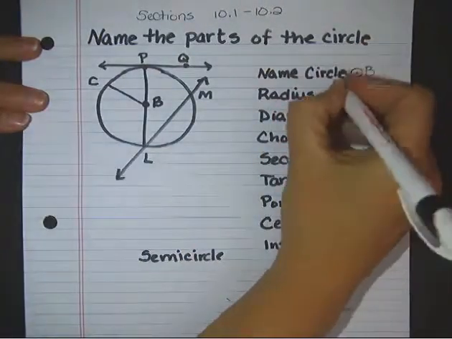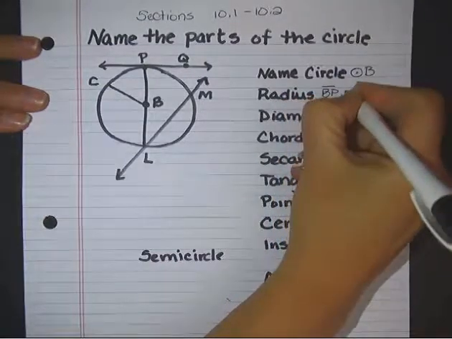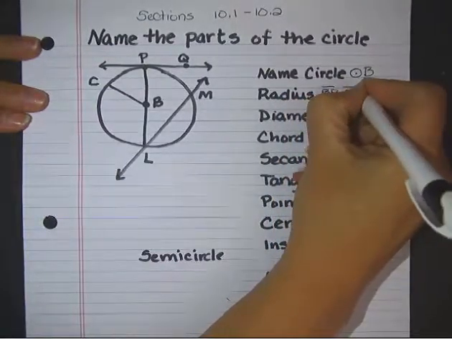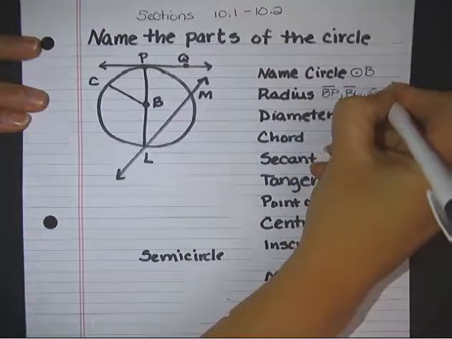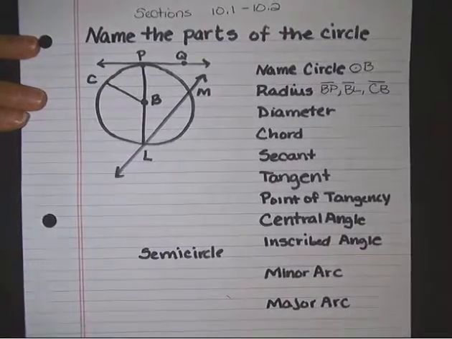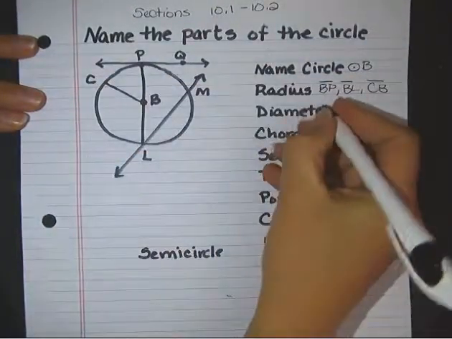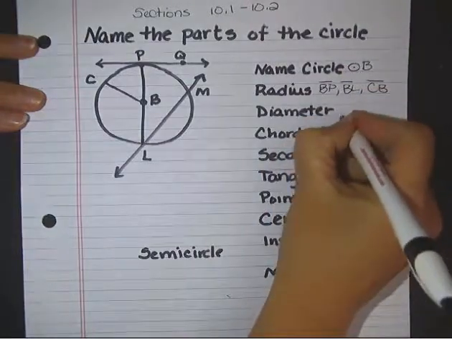Radius will be BP or BL or CB. Order doesn't matter there, but those are all segments. So that's not hard. Diameter is made up of 2 radii all the way across the circle, so that would be PL, the segment.